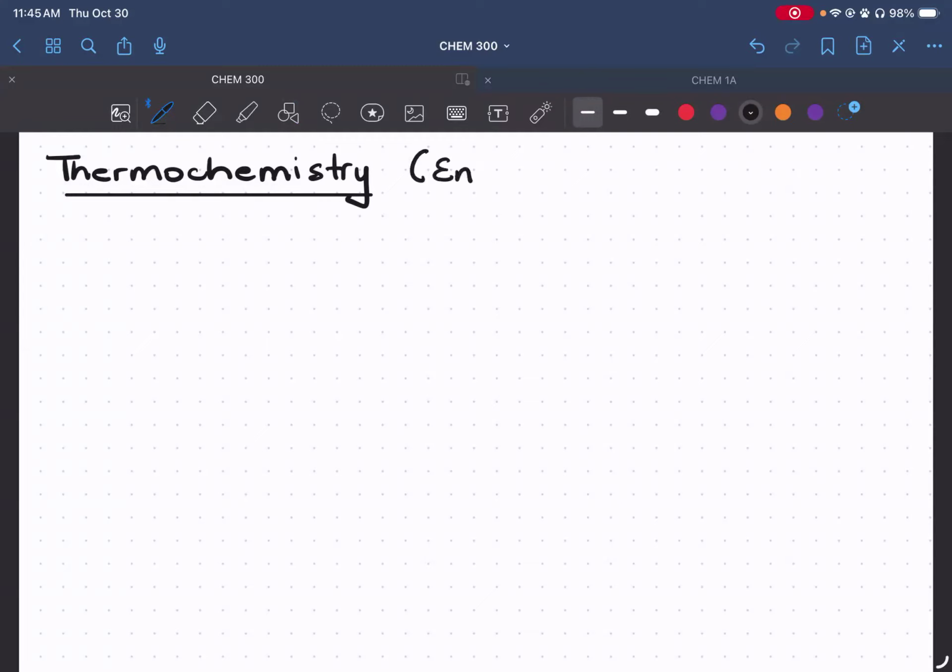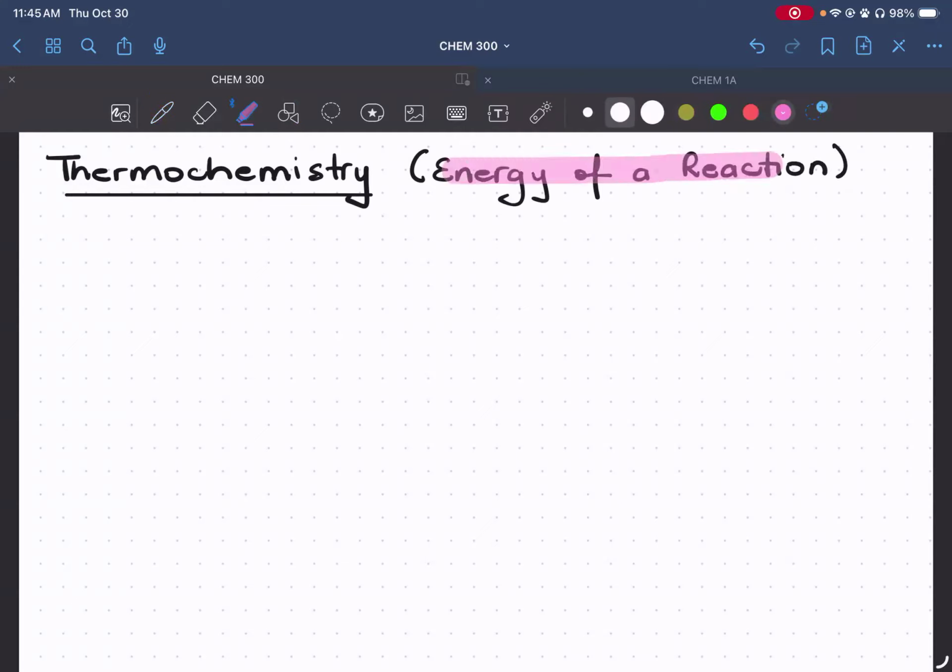Thermochemistry can be loosely described as a study of the energy of a reaction. So far in this class, we've talked a lot about the nature of reactions. We've talked a little bit about how to predict the products of a reaction, how to write various types of reactions. We've even talked a little bit about reaction metrics such as yield, stoichiometry, molarity, and the like. Now we're switching gears a bit to talking about the energy of a reaction.